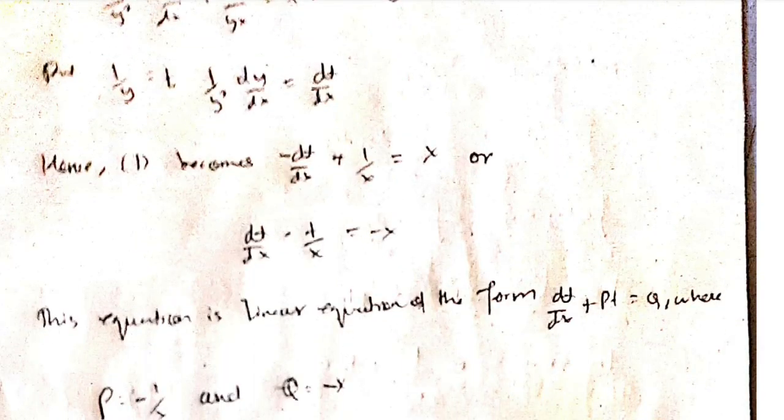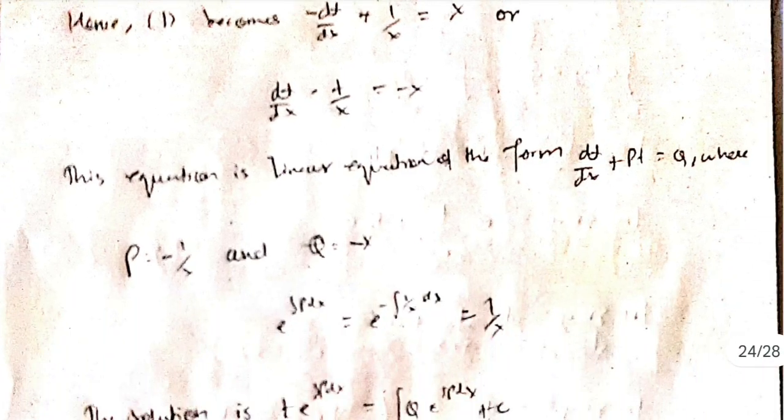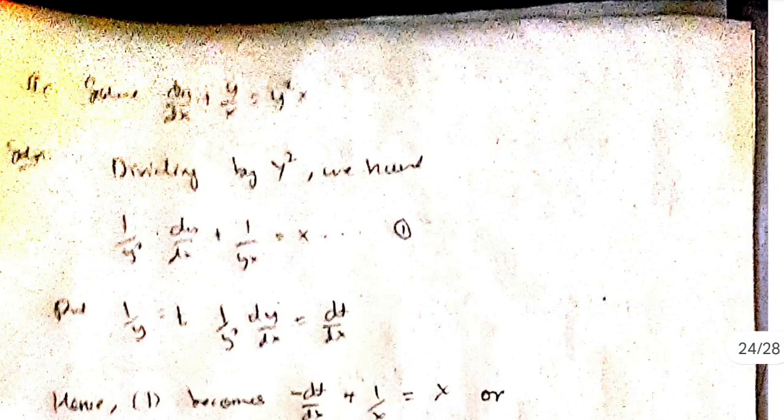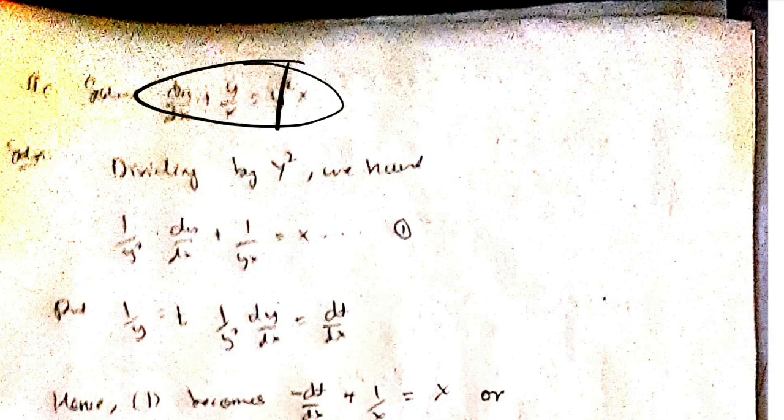And 1 by y you will take as t, and t will be written here, and same thing you have to do for the whole equation, and you will get the linear equation form, because since you have divided by y square, here it is of the linear form. Okay, y square has gone now.